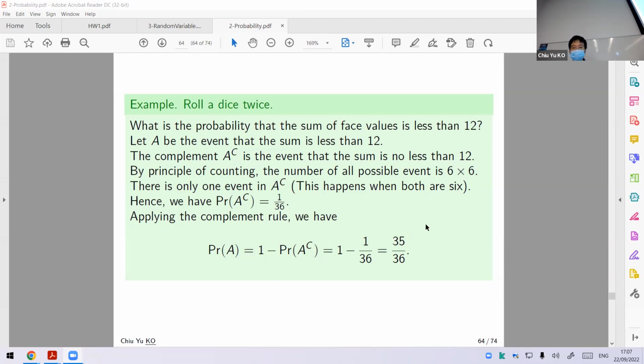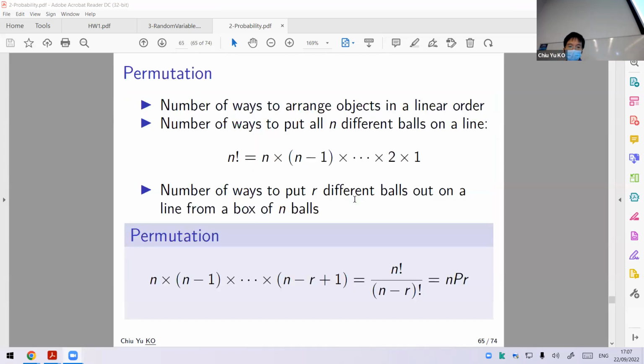Okay, so this one looks trivial, right? Simple. But when we talk about drawing cards from a deck, then it will be much more complicated. Okay. But that is how you do the counting. I hope that's okay. Now let's look at the next one.